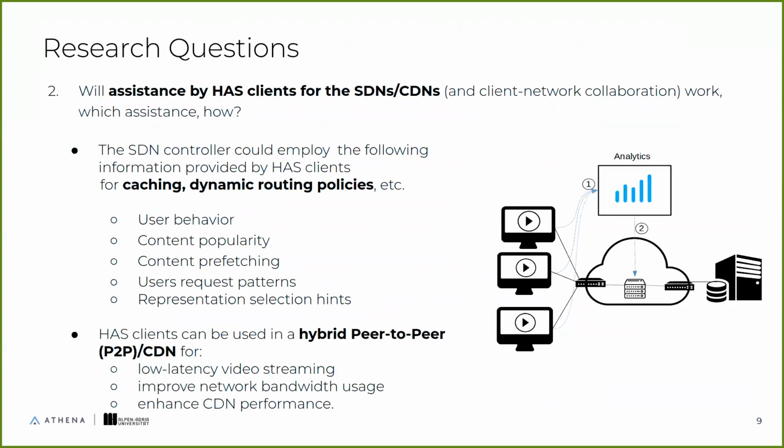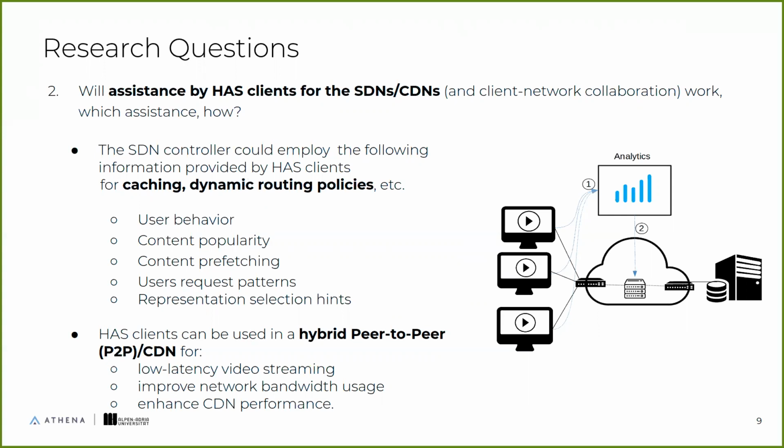For the next research question, we want to investigate whether assistance by the HAS client for the SDN and CDN can work, which assistance, and how. The SDN controller could employ the following information provided by the HAS client, for example, user behavior, content popularity, content prefetching, etc., for different purposes like caching, dynamic routing policy, etc. Also, we can use this information in a hybrid peer-to-peer CDN framework for low latency video streaming and improving network bandwidth usage.